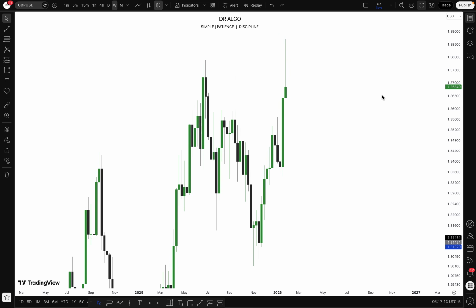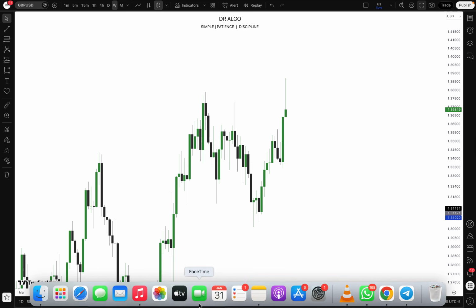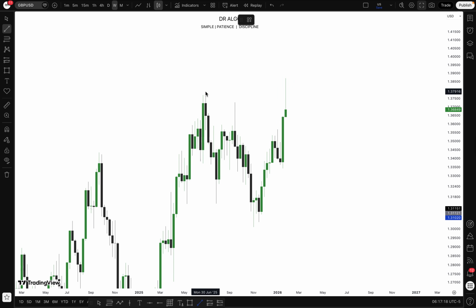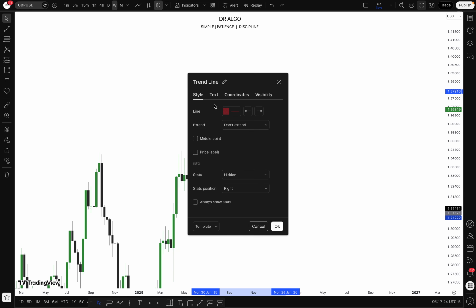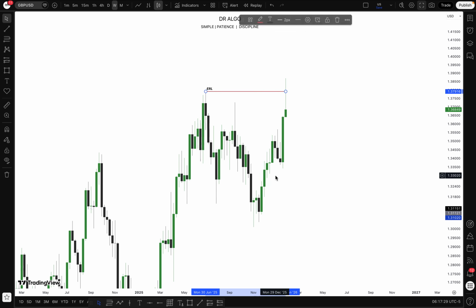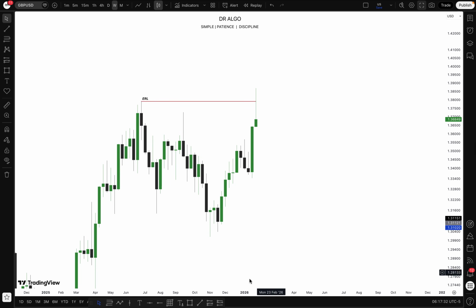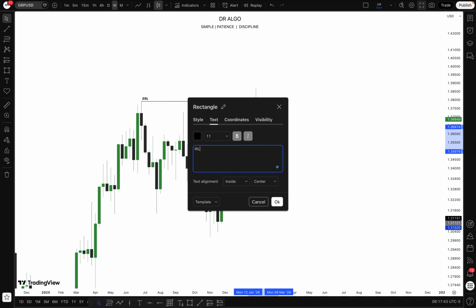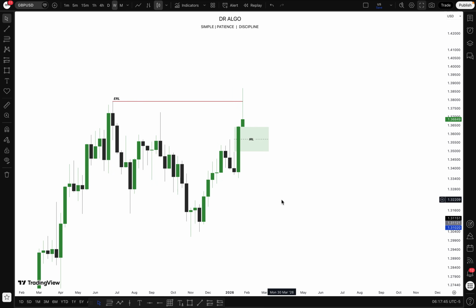Starting from weekly time frame. This is weekly time frame GBPUSD. We have a liquidity here, which is buy side liquidity, right? We can simply call it external range liquidity. We have our external range liquidity here. We have internal range liquidity here. Internal range liquidity here.